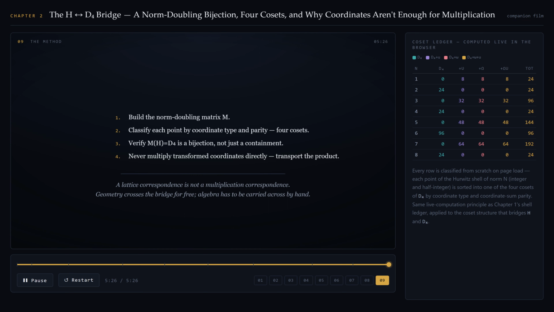Build the norm-doubling matrix M. Classify each point by coordinate type and parity. Four cosets. Verify M of H equals D4 is a bijection, not just a containment. Never multiply transformed coordinates directly. Transport the product. A lattice correspondence is not a multiplication correspondence.